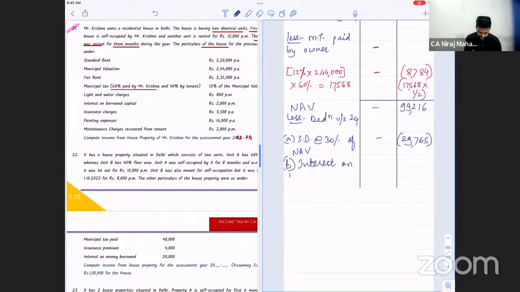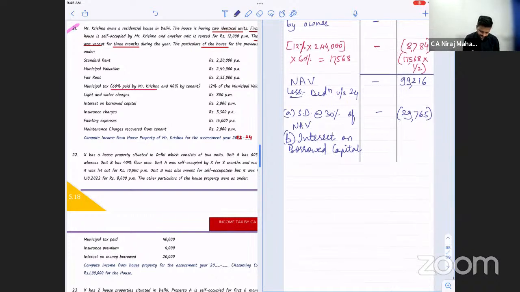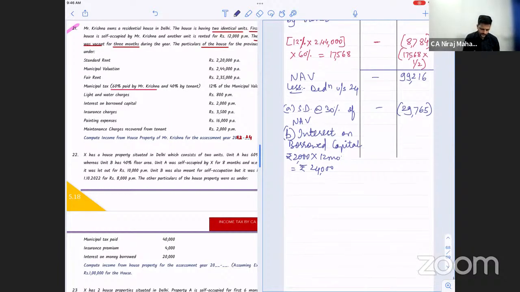Interest on borrowed capital is 2,000 rupees per month. That is 24,000 for the year. So here we will take half, 12,000, and here we will take the other half, 12,000. Yes, still simple.